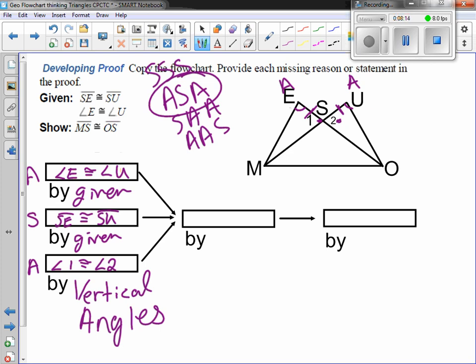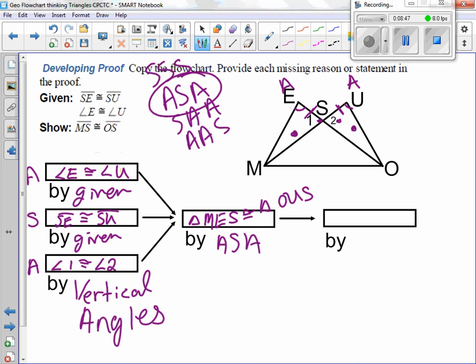So now do I have enough information to say that the two triangles are congruent? Yes. Because we have an angle, a side, and an angle. So we can say by angle, side, angle that triangle what? MES or US. Because as long as we have a statement that corresponds for these two triangles here, we're good. So we can use them in any three ways.